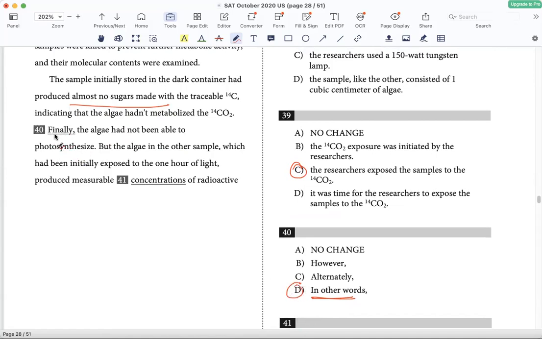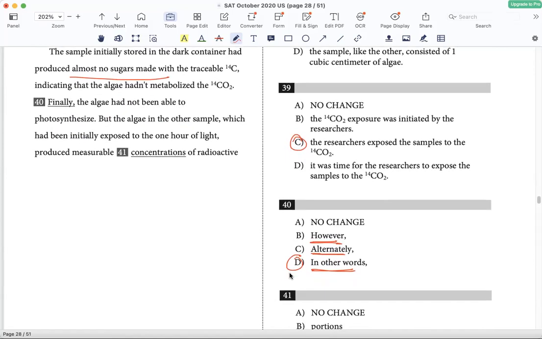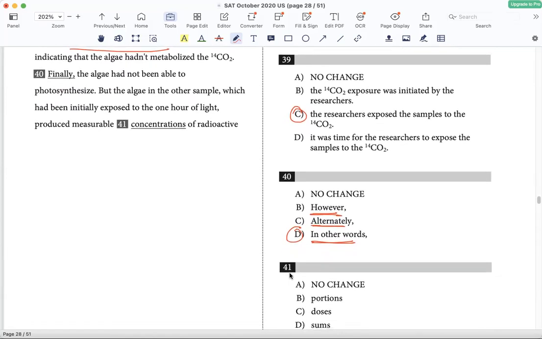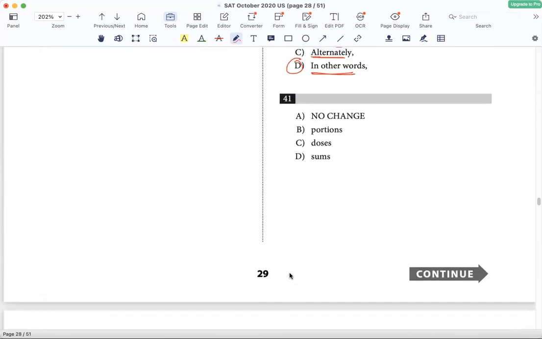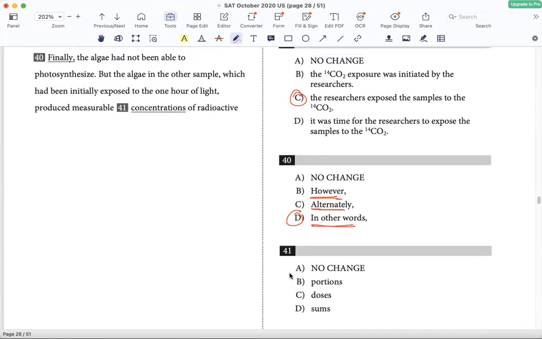I can't say "finally" because it's not another step in a process. It is not a contrast and it's not an alternative, right? It is something that is simply written in another way. So in other words, if they had not been able to photosynthesize, but the algae in the other sample, which had been exposed to the 1 hour of light, produced measurable concentrations of radioactive sugars. Measurable concentrations is the best answer.